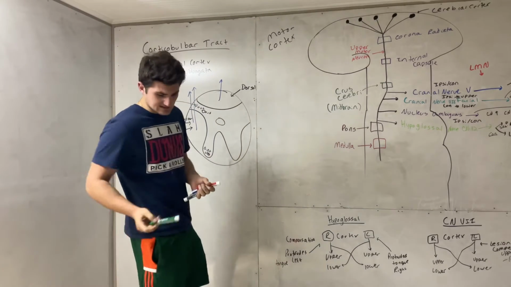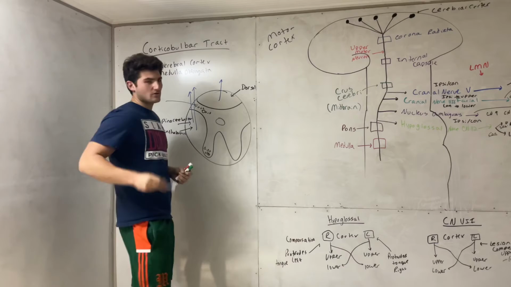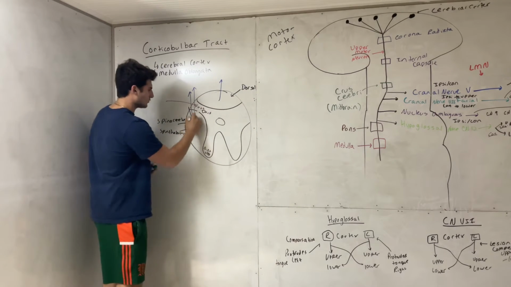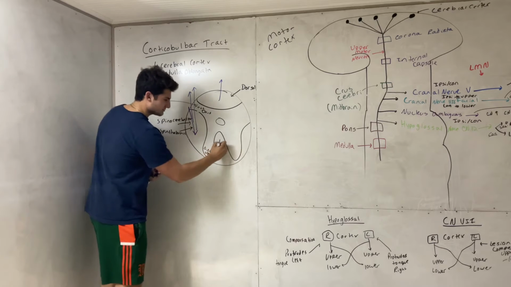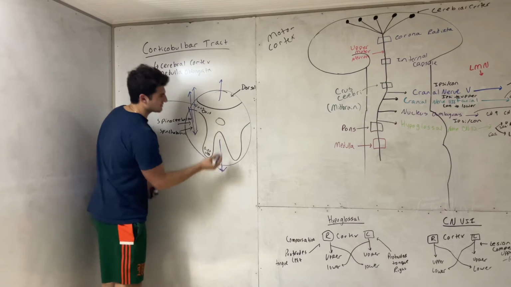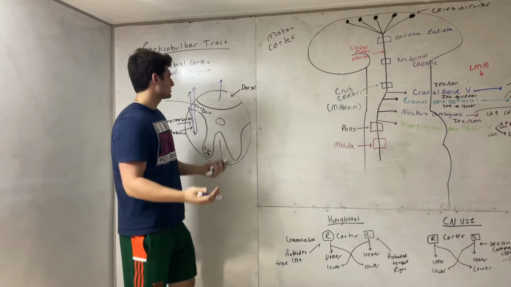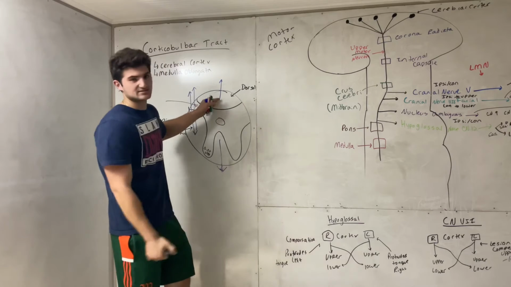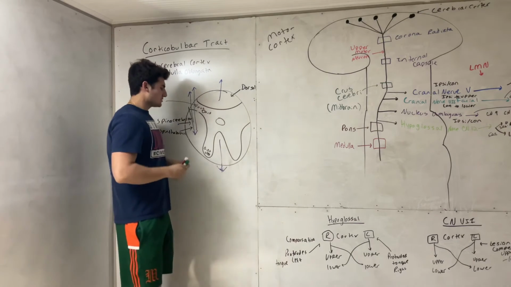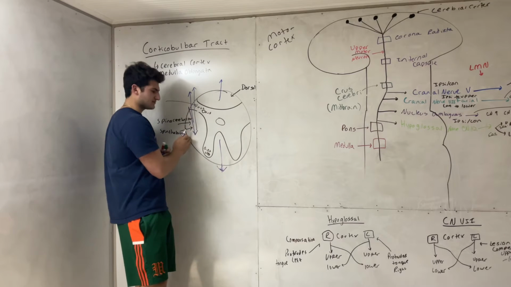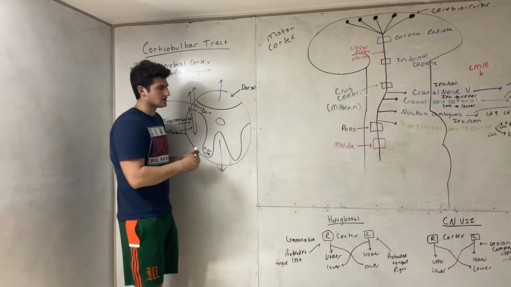Okay, so descending fibers, where are they going to take place? The descending fibers are going to be in the lateral white column, and they're going to be in the ventral white column, and they're going to go down. Why aren't they going to be in the dorsal white column? Well, in the dorsal white column, we do not have any descending tracts. We only have ascending tracts. So the descending tracts are going to be in both the lateral and the anterior or ventral columns.